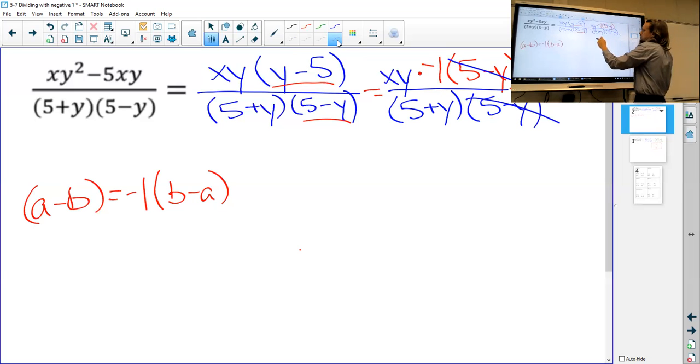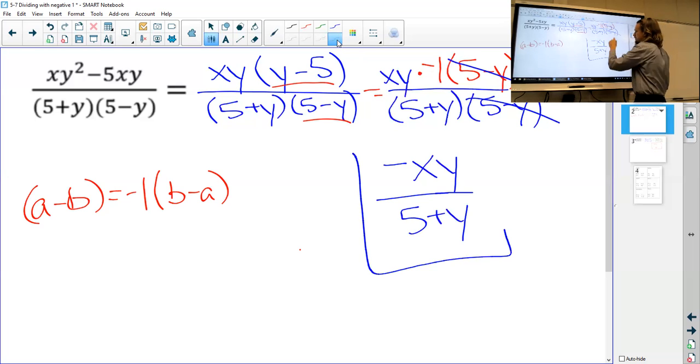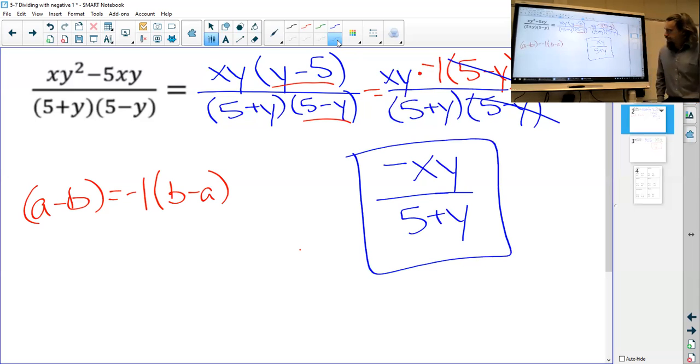I can rewrite this a little bit prettier, so this can be negative 1 times xy, or just negative xy, over 5 plus y. And then this becomes our answer. Okay, so you don't need this all the time, but if you're in a situation where you have the same two values but opposite signs, so like this one was positive y, negative 5, and on the bottom you have positive 5, negative y. If you factor out a negative 1, then you can cancel them out.